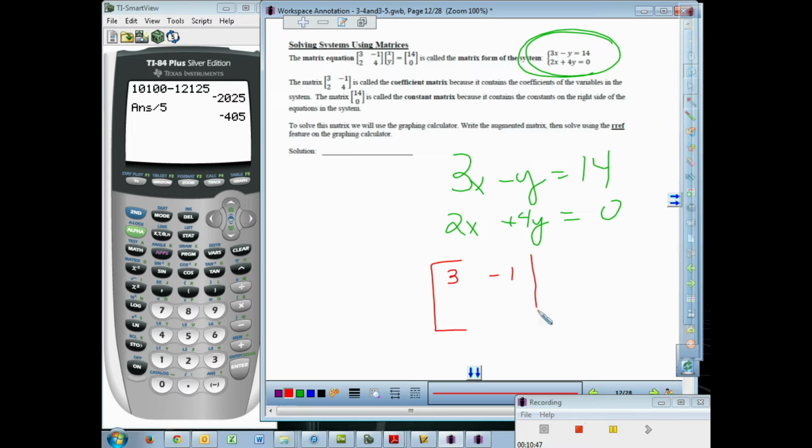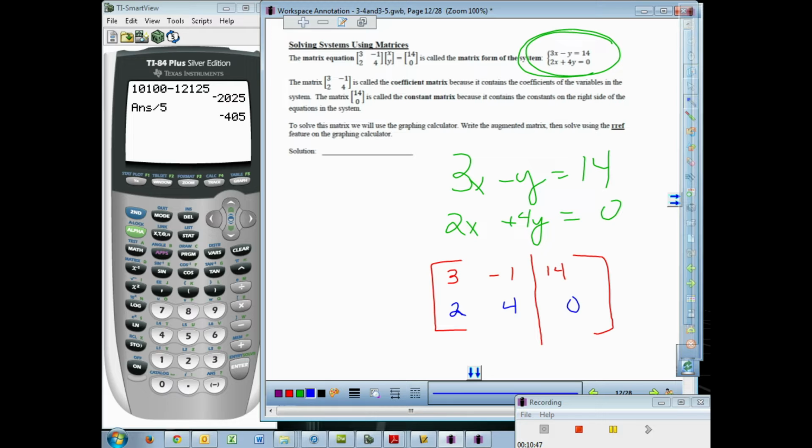So we'll put a little bar right there. Sometimes you'll see that as a dash, and you see it as a solid bar. It means no difference. And then isn't that constant right there a 14? Close your matrix. There's one row right there. What's my bottom row going to be? 2, 4, 0. This is called an augmented matrix. The dude on the left are all the coefficients. The dude on the right are all the constants. And when you put those together, it's called augmented.